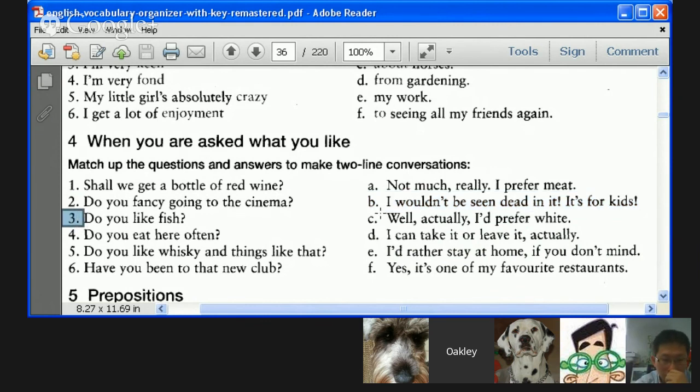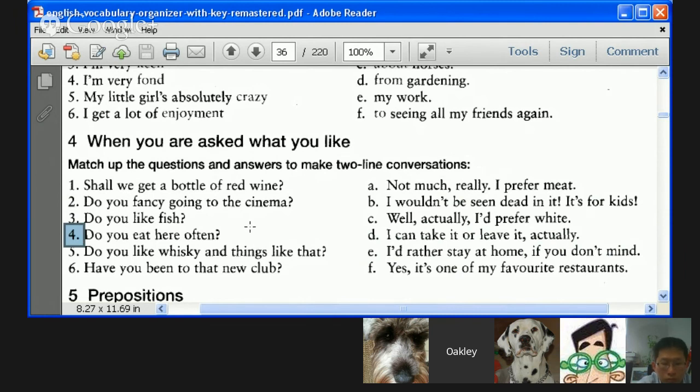Jorge, do you like fish? Not really. I don't. Okay. So let me match the answer. My real answer is I don't. Okay. So then, do you like fish? I totally agree with that answer. Not much, really. I prefer meat. Well, isn't that a coincidence? Very good. Okay. Good one, Jorge.